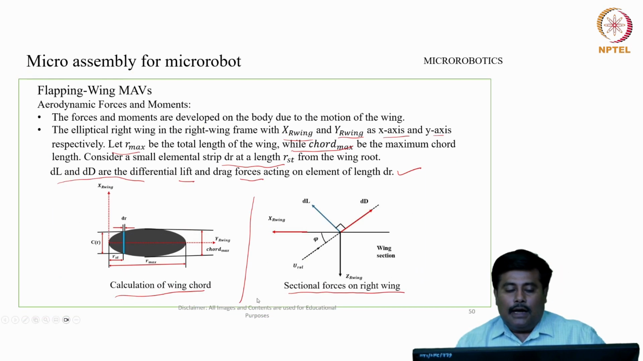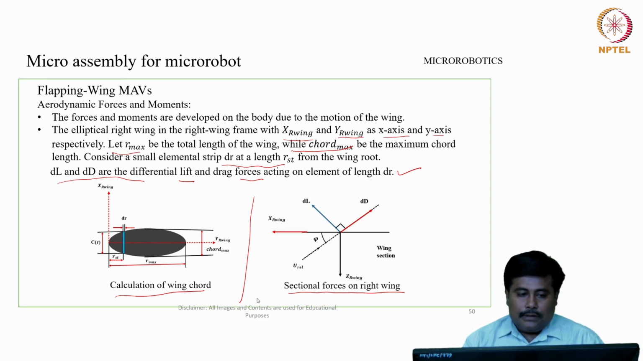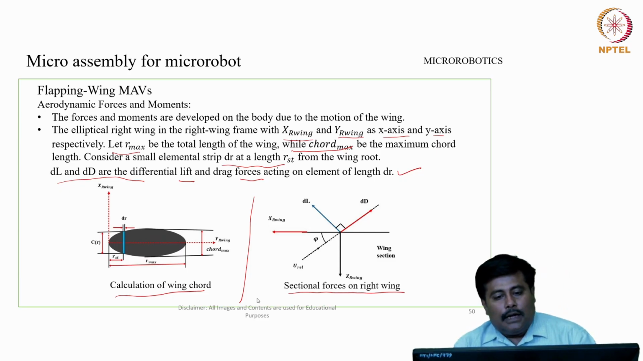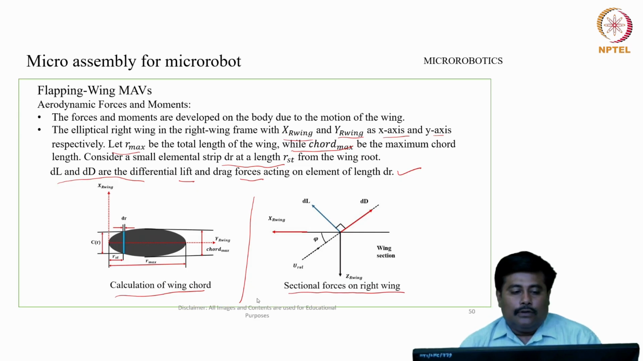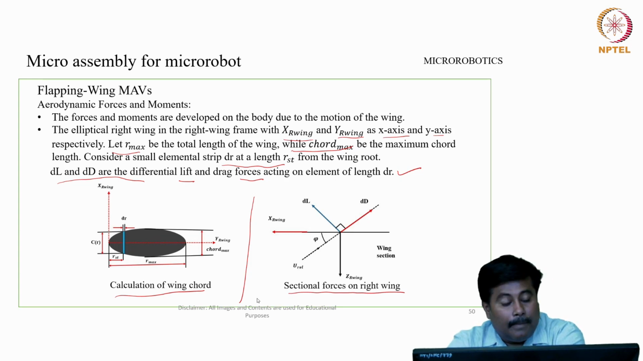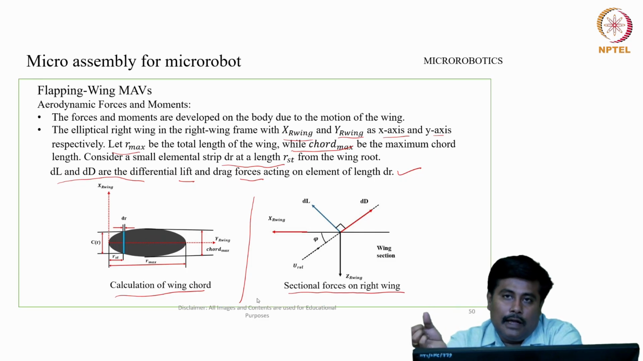So as far as these flapping wing MAVs are concerned, there are going to be aerodynamic forces and moments. The forces and the moments are developed on the body due to the motion of the wing. So consider the elliptical right wing in the right wing frame with XR wing and YR wing as x-axis and y-axis respectively. Let R max be the total length of the wing, while chord max be the maximum chord length. Considering a small elemental strip dr at a length r from the wing root, dL and dD are the differential lift and drag force acting on the element dr.